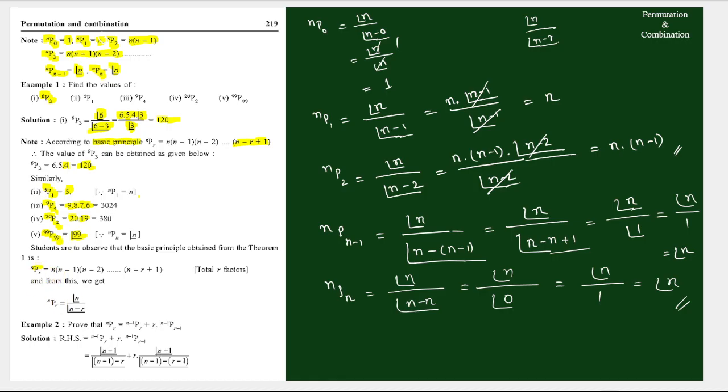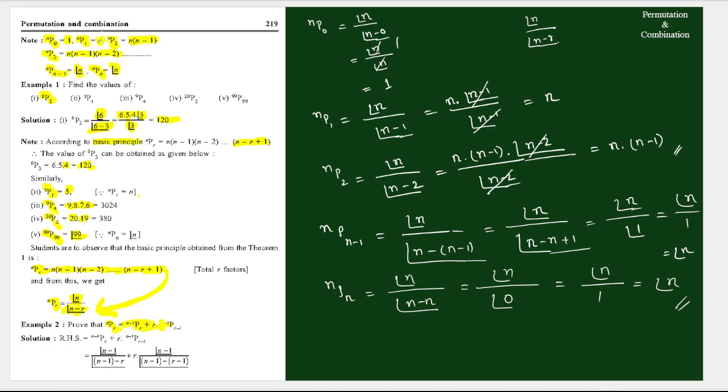So from this one nPr, our formula is n minus r plus 1. So from there only we get this one, factorial n over factorial n minus r. The main formula is this one. So from here this formula has been derived. Now come to example 2. This is very important. It may come in your exam also.